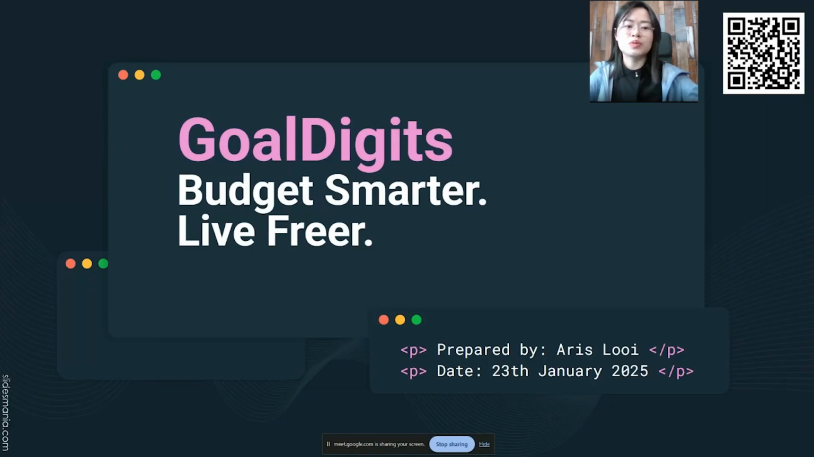Hey, welcome to my capstone presentation. And the capstone title is the Goal Digit. It helps you budget smarter and live freer. And feel free to scan the QR code at the right top corner to try it out yourself.